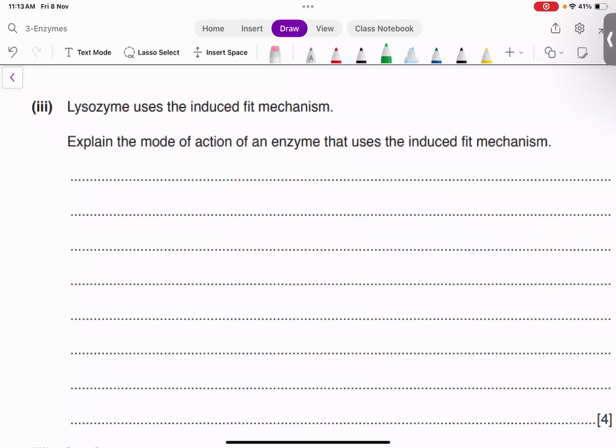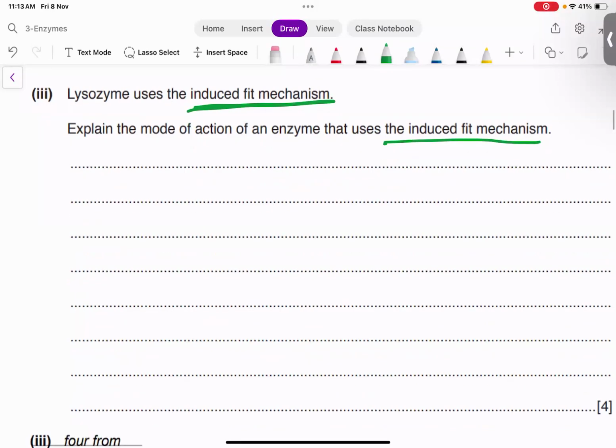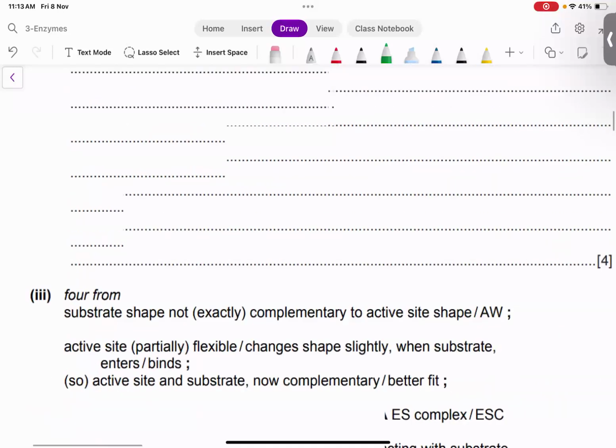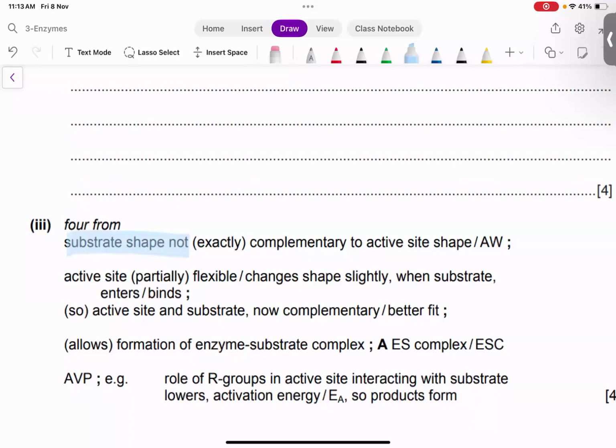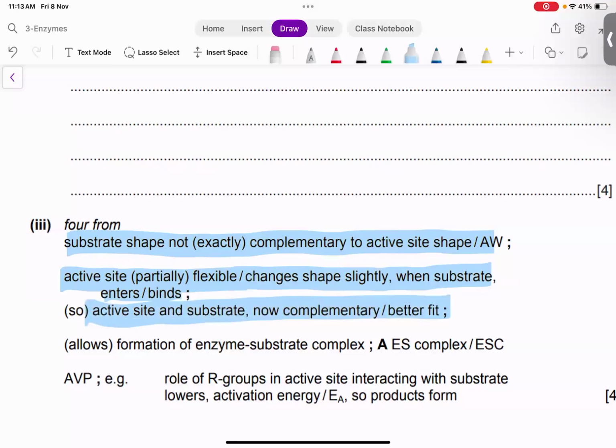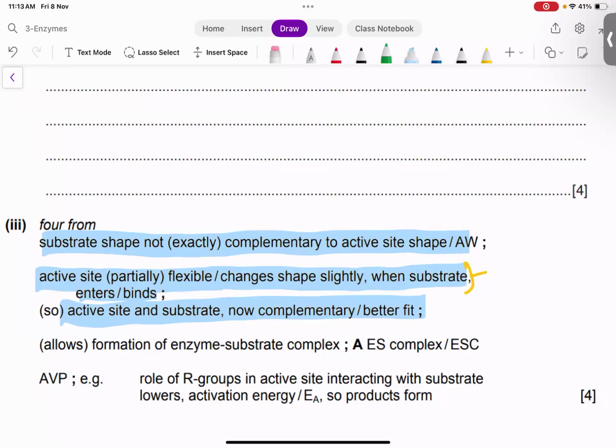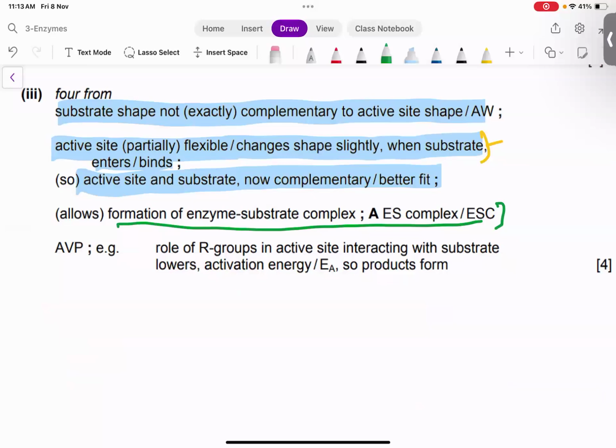Lysozyme uses the induced fit model. Explain the mode of action of an enzyme that uses the induced fit model. So in this case, the shape is not complementary. The substrate shape is not complementary to the active site. The active site is partially flexible, changes shape slightly when the substrate binds, and the active site and substrate are now complementary. So when the substrate binds, it induces a change in the shape of the active site, so that now the active site is an exact fit to the substrate. Then the enzyme substrate complex is formed, and after this the substrate will be converted into the product by the enzyme by lowering of activation energy, or by interacting with the substrate molecule.